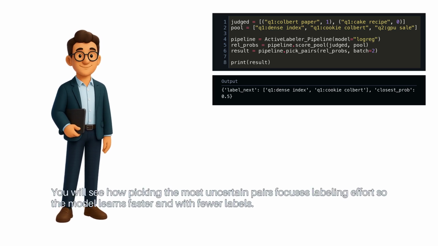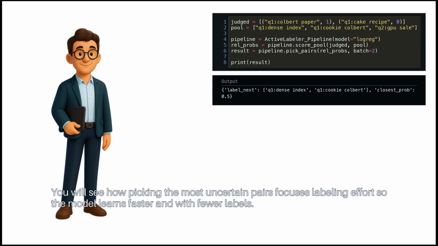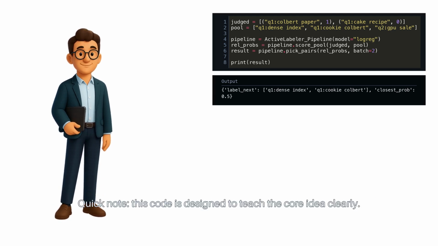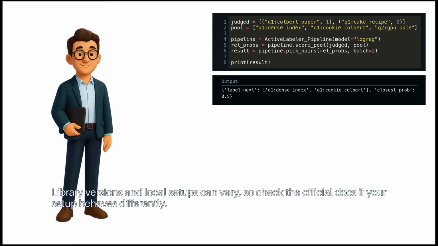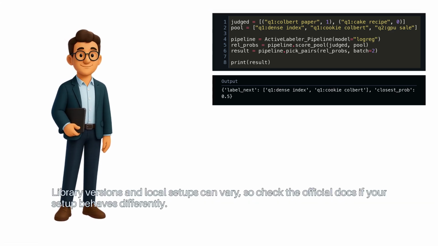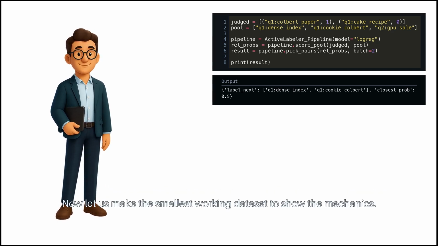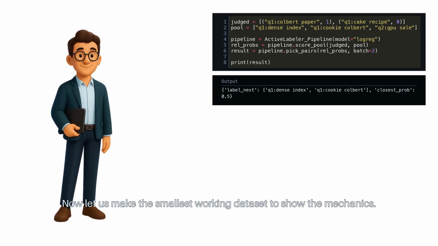You will see how picking the most uncertain pairs focuses labeling effort so the model learns faster and with fewer labels. Quick note, this code is designed to teach the core idea clearly. Library versions and local setups can vary, so check the official docs if your setup behaves differently. Now, let us make the smallest working dataset to show the mechanics.